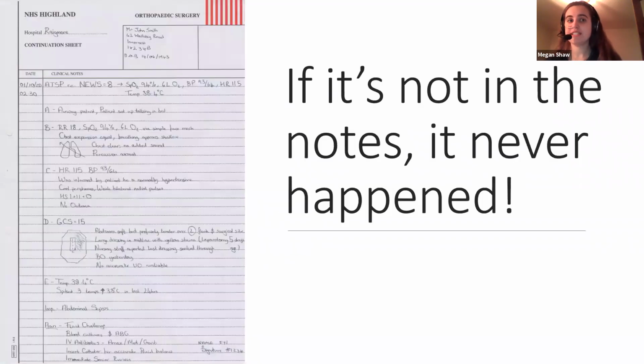So I was thinking about how do I show this? I'm hoping you can all read this on the screen. This is just an example I've done about how you might go about documenting an A to E assessment you've done of someone. So it's not perfect. Everyone will have a different way of documenting. This is just to give you an idea of how you might lay it out. Because as I've put here, if it's not in the notes, it never happened.